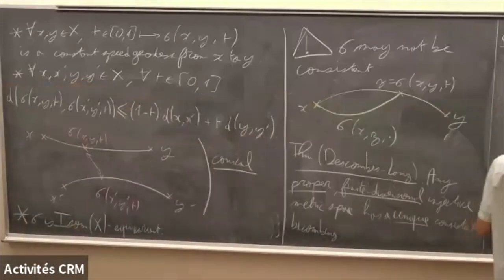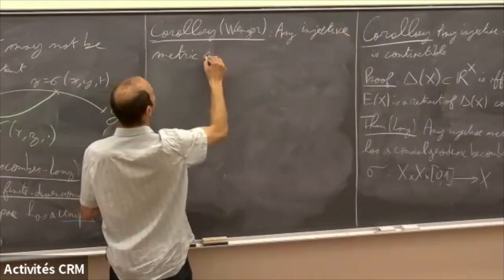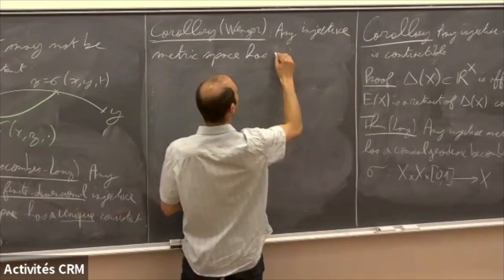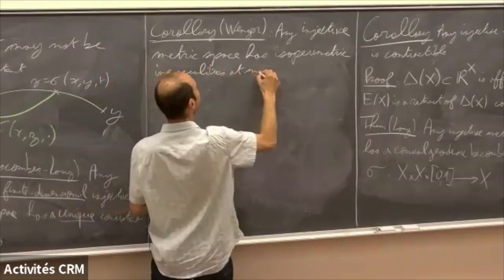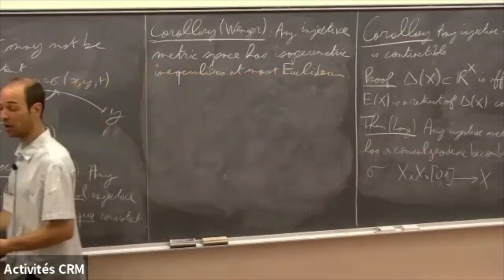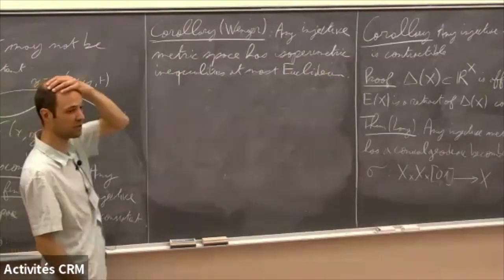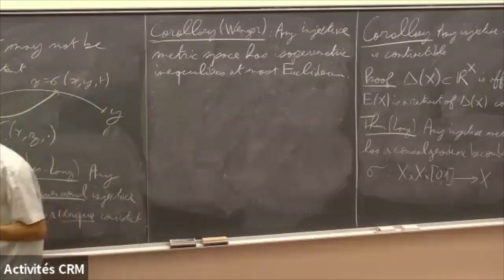So what is nice to know about the essence of a conical bicombing is that, due to Descombes and Lang, any injective metric space has isoperimetric inequalities at most Euclidean. In particular, if you have a group acting properly and cocompactly on an injective metric space, or even properly, it has at most Euclidean Dehn function. So Out(F_n) is not injective, not cocompactly injective, for instance.